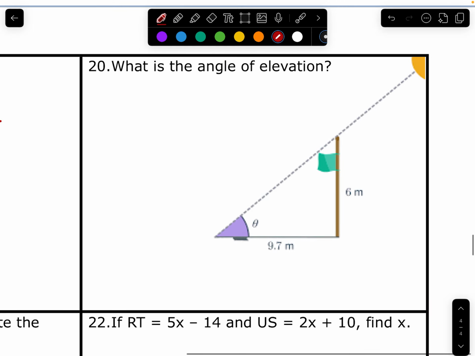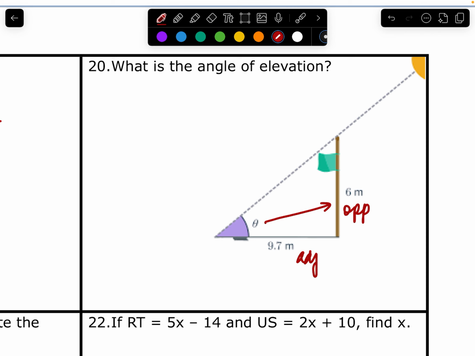Number 20, what's the angle of elevation? So this is our angle of elevation right here. Since that's theta, that means this is opposite. This is adjacent. Hypotenuse is blank, so we can ignore it. Again, we're dealing with tangent: opposite, adjacent. Theta is just theta. We don't know, that's what we're trying to figure out. Opposite is 6 and adjacent is 9.7.